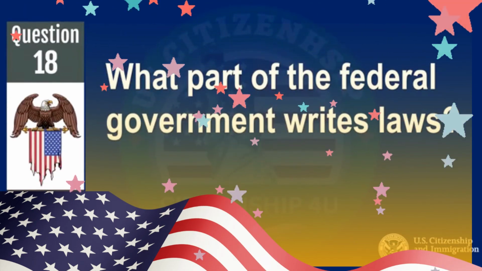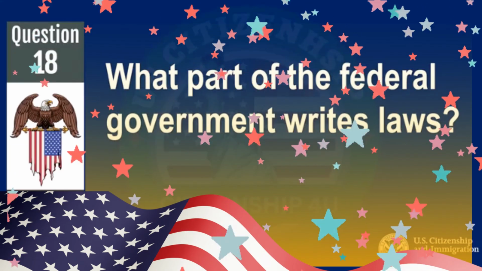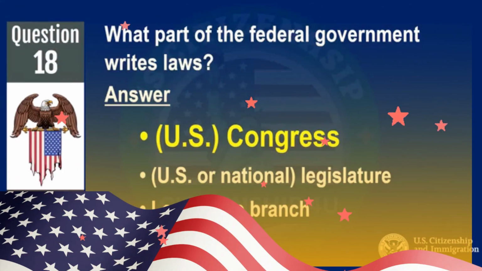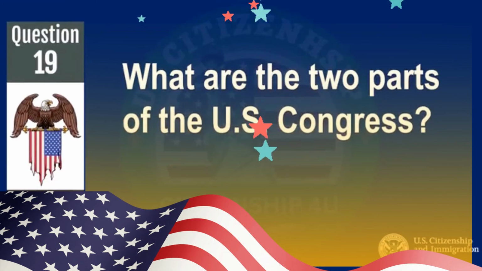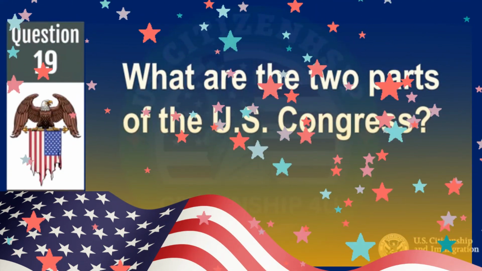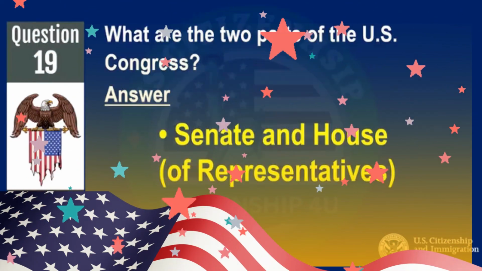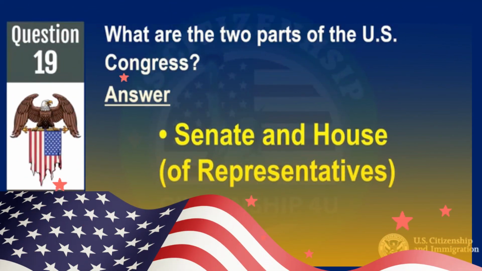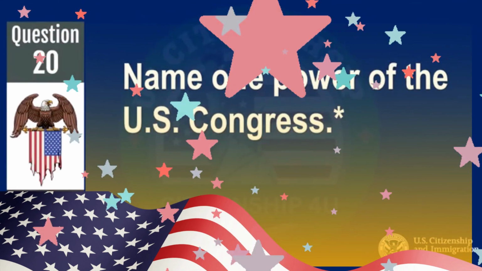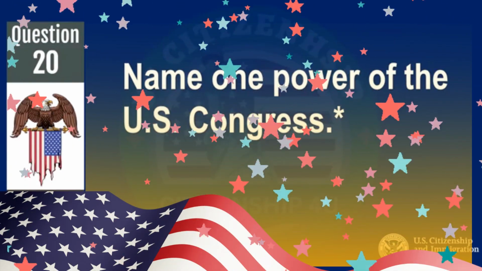What part of the federal government writes laws? U.S. Congress. What are the 2 parts of the U.S. Congress? Senate and House of Representatives. Name one power of the U.S. Congress.